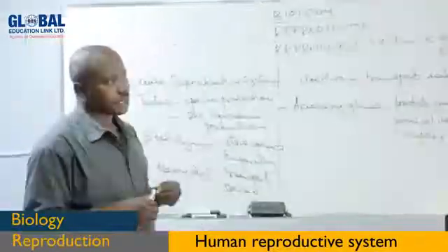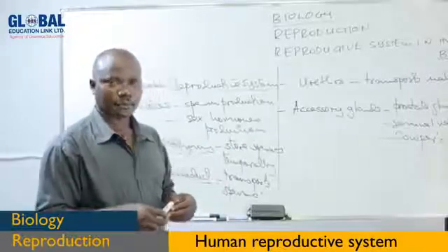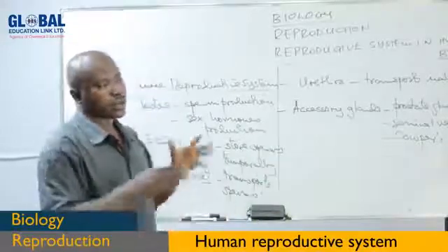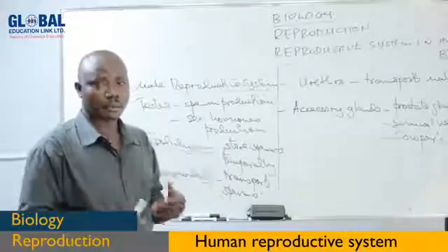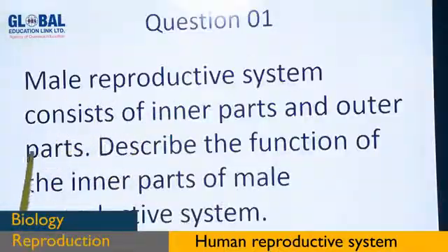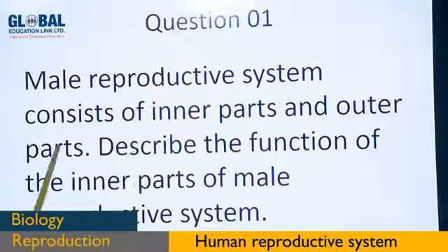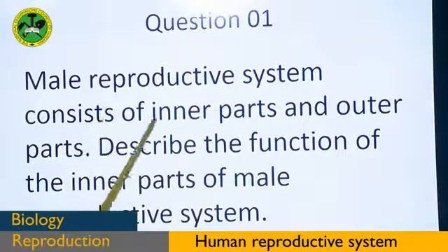reproductive tract. Let us see some guiding questions that can arise from this concept. But you must know that these questions can be asked in different ways. The questions I'm going to show here are just a few, and how you can answer them. The first question reads: the male reproductive system consists of inner parts and outer parts. Describe the function of the inner part of the male reproductive system. I repeat, the male reproductive system consists of inner parts and outer parts. Describe the function of the inner part of the male reproductive system.